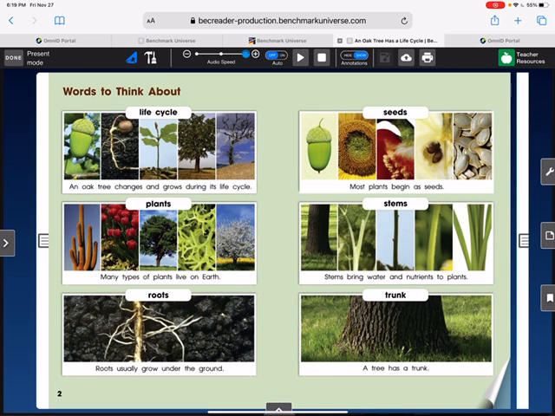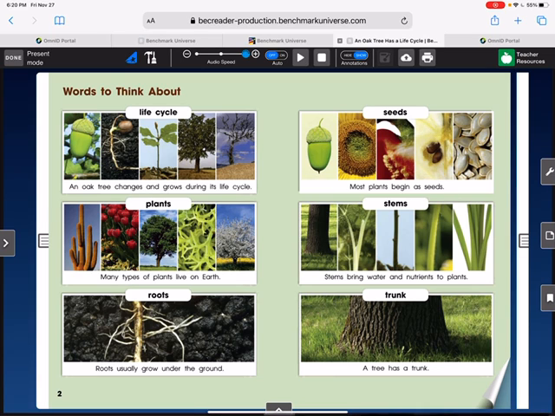Words to think about. Life cycle. An oak tree changes and grows during its life cycle. Plants. Many types of plants live on Earth. Roots. Roots usually grow under the ground. Seeds. Most plants begin as seeds. Stems. Stems bring water and nutrients to plants. Trunk. A tree has a trunk.